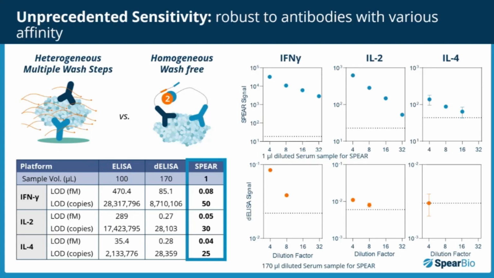The difference in sensitivity has been further confirmed by testing the same serial diluted serum sample with the Sphere and the digital ELISA assays. Sphere successfully detected all 3 cytokines at a higher dilution for the serum sample than digital ELISA, even using much smaller sample volume. This result highlights Spear's ultra-sensitivity and the reduced dependency on antibody affinity, making it a more efficient platform to develop sensitive assays.